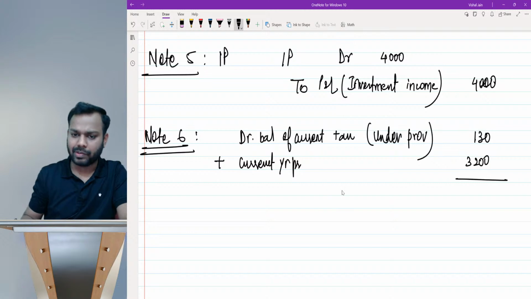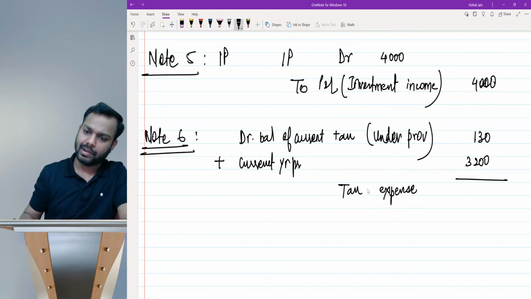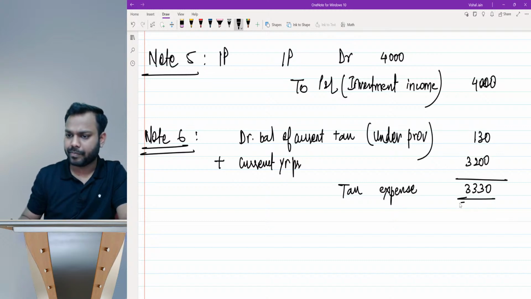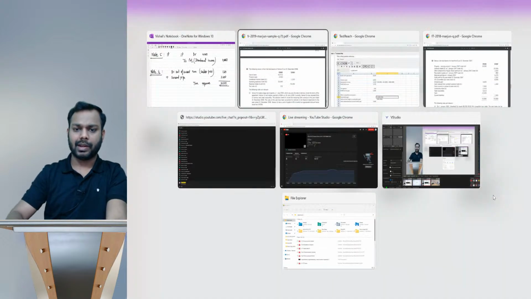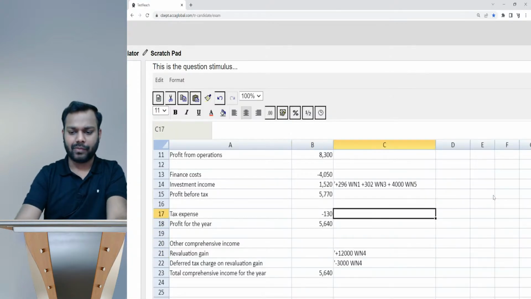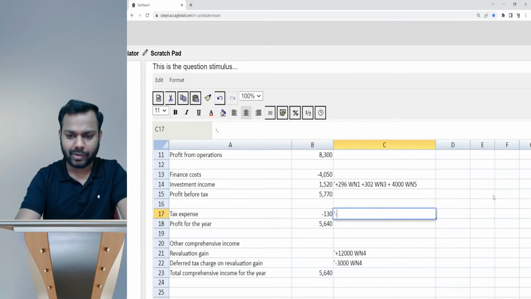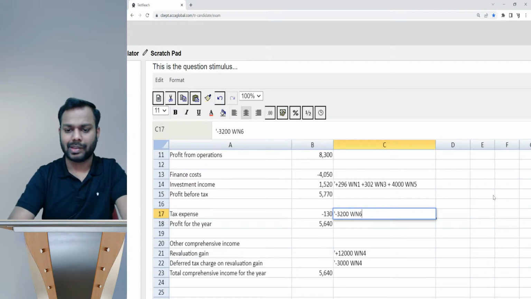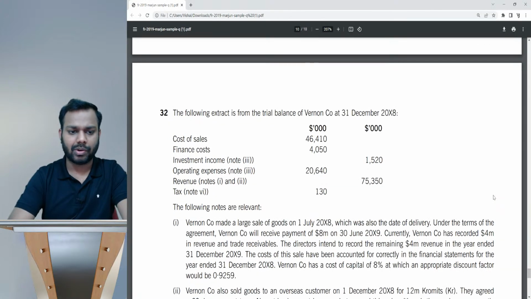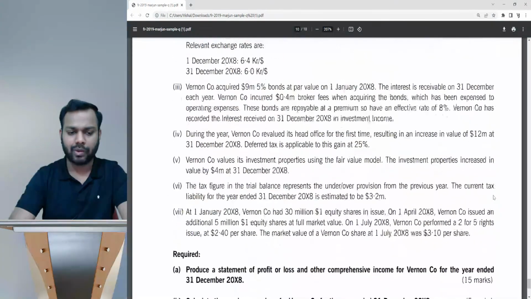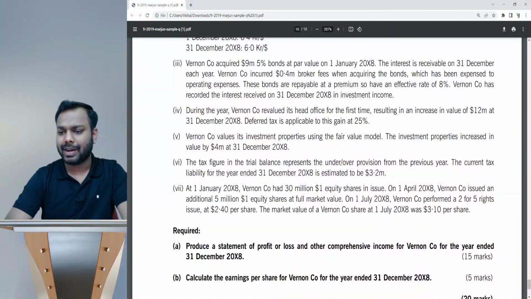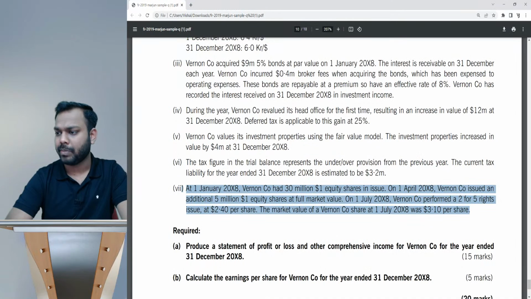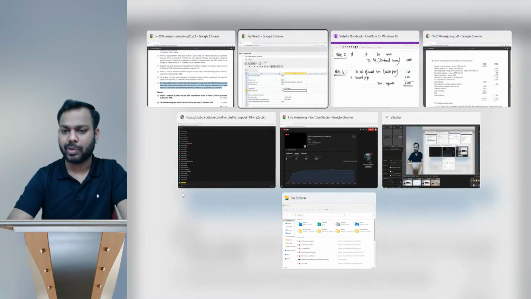So what is the tax expense for the year? It is 3,330, right? Now let's write here, it is negative, so we will write negative 3,200, working note number 6. Any other working note? We adjusted 1, 2, 3, 4, 5, and 6 is also done. 7 is related to EPS, which we are skipping for the time being.